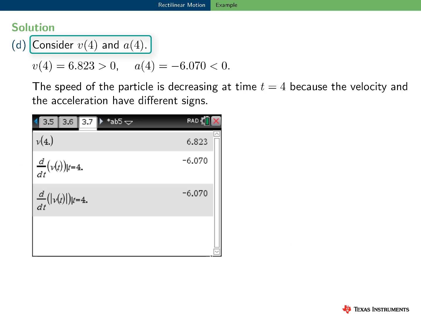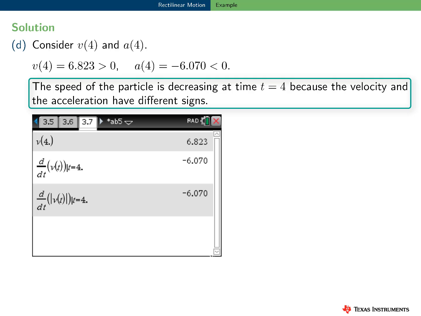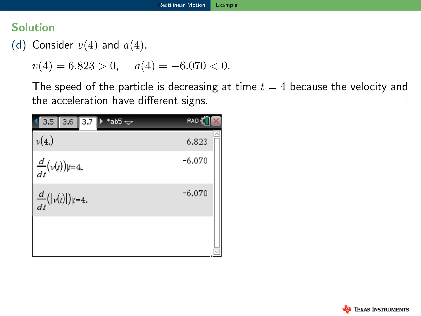To determine if the speed of the particle is increasing or decreasing at time t equal 4, I need to consider the sign of the velocity and the sign of the acceleration at time t equal 4. I used technology to find the value v of 4 and a of 4, which is the derivative of v evaluated at 4. Since the velocity and the acceleration have different signs, the speed of the particle is decreasing at time t equal 4.